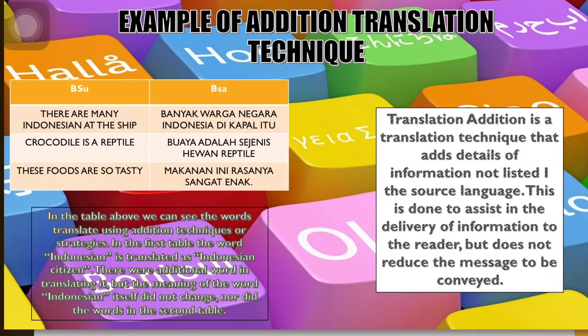Okay, in the table above, we can see the words translated using the addition technique or strategy. In the first table, the word Indonesian is translated as Indonesian citizen. There were additional words in translating, but the meaning of the word Indonesian itself did not change. Indonesian, Indonesian, the same, nor did the words in the second table. Crocodile is a reptile, buaya adalah sejenis hewan reptil, is very different.